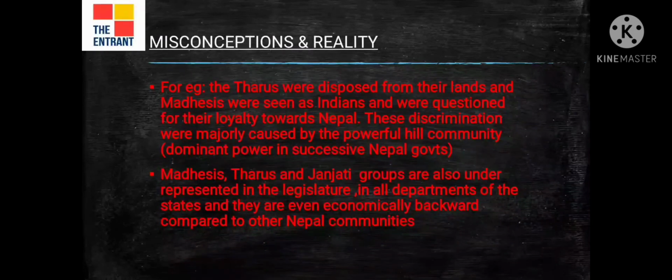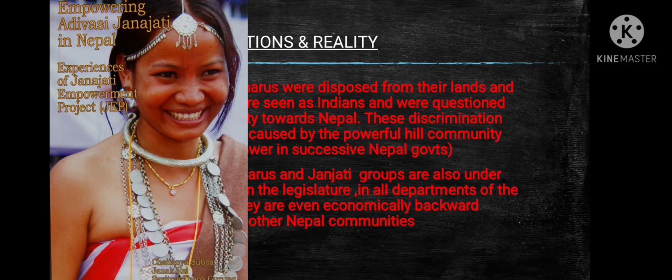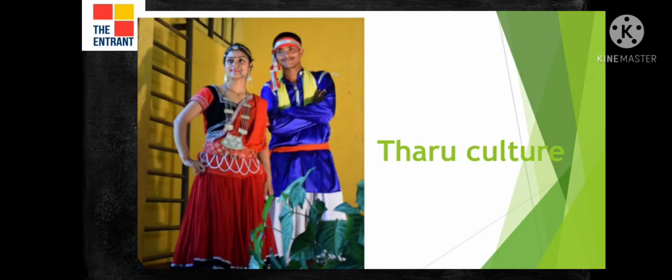And another point is that, for example, the Tarus were dispossessed from their lands, and the Madhesis were seen as Indians and were questioned for their loyalty towards Nepal. This discrimination was majorly caused by the powerful hill community, dominant in successive Nepal governments. Madhesis, Tarus, and Janjati groups are also underrepresented in the legislature and in all departments of the state, and they are even economically backward compared to other Nepal communities.